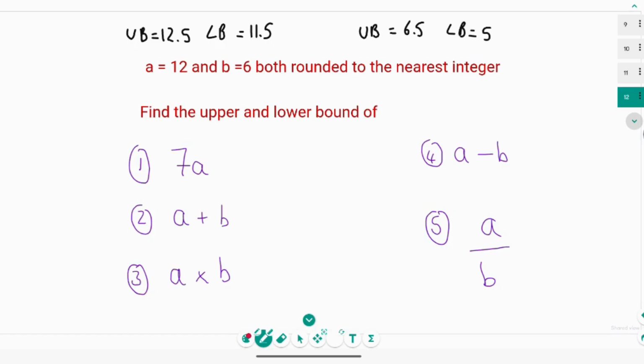Upper bound for 7A. 7A means 7 times A. So the upper bound for 7 times A would just be 7 times 12.5. 87.5. And the lower bound would just be 7 times 11.5. 80.5.